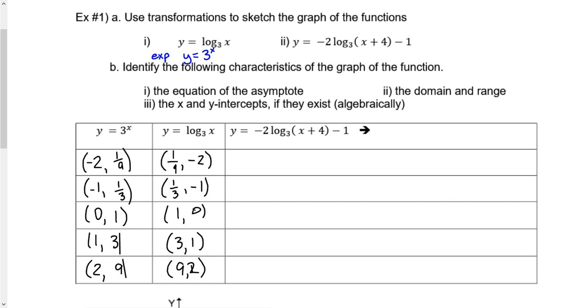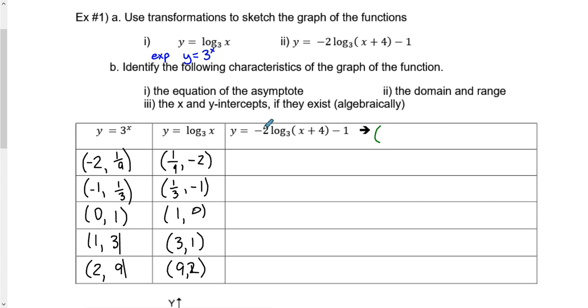If we're going to transform it into this -2 log base 3 of x plus 4 minus 1, we apply our transformations. Now, let's just do a little verbal exercise of what this means. -2 in front is a vertical stretch. So the 2 means it's a vertical stretch by a factor of 2. The negative, since it's dealing with our y's, would be a reflection over our x-axis. This x plus 4, which is on the inside, means it's going to be moving left 4. And that -1 means it's going to go down 1.